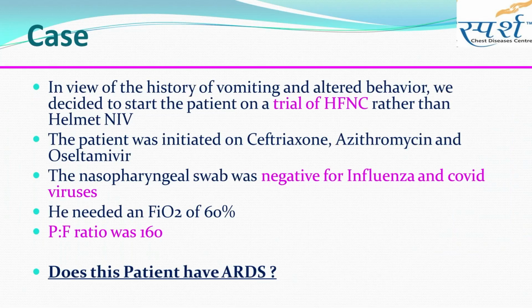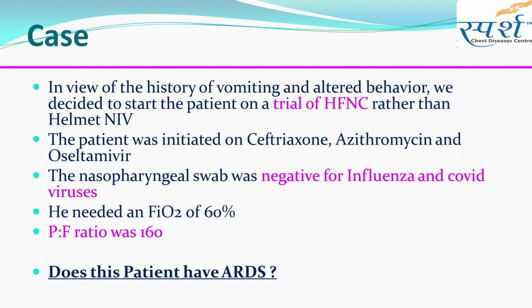That part is clear. So this patient, because he had altered behavior and he was vomiting, we did not give him helmet NIV. We went on to a trial of HFNC. He was started on ceftriaxone, azithromycin, and oseltamivir. The nasopharyngeal swabs came back as negative. His PF ratio was 160. Now the question is, does this patient have ARDS?